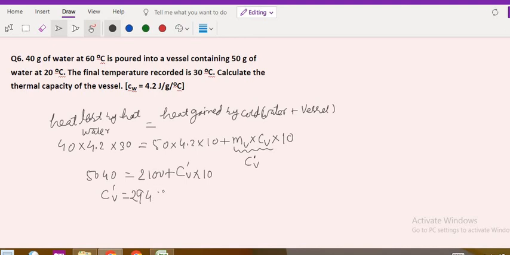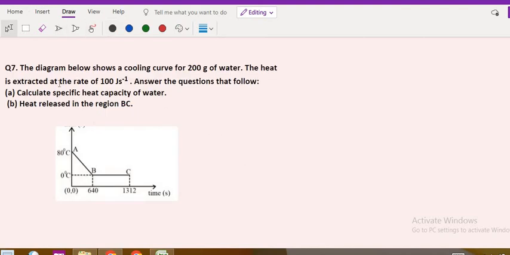Unit would be joule per gram, because we have taken all the masses in gram only. Correction, joule per degree Celsius. Fine. So the heat capacity or the thermal capacity of that vessel would be 294 joule per degree Celsius, right?